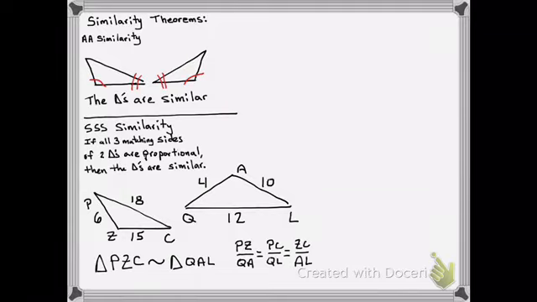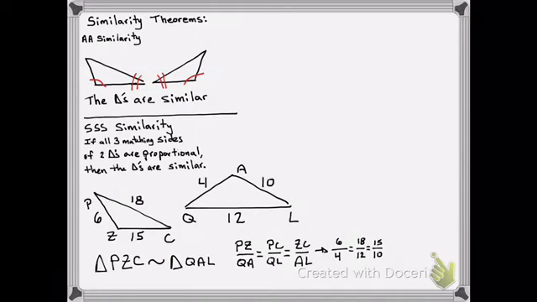So if we take a look at what those fractions all are, we can clearly see by looking at the picture that PZ is 6 over QA. QA is 4. That's got to be equal to the other sides that match up, PC. PC is 18 over QL. QL is 12. And that's got to be equal to my other sides. Side ZC is 15, compared to side AL is 10.